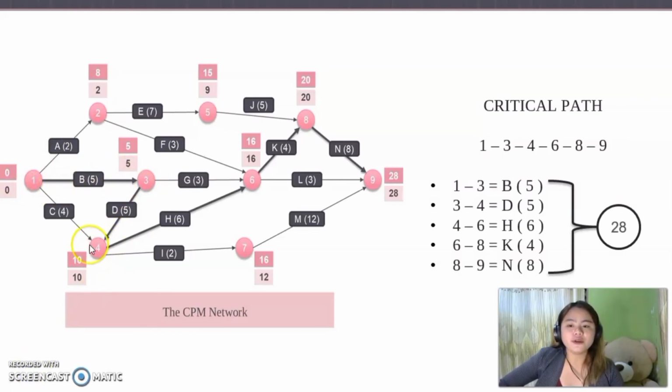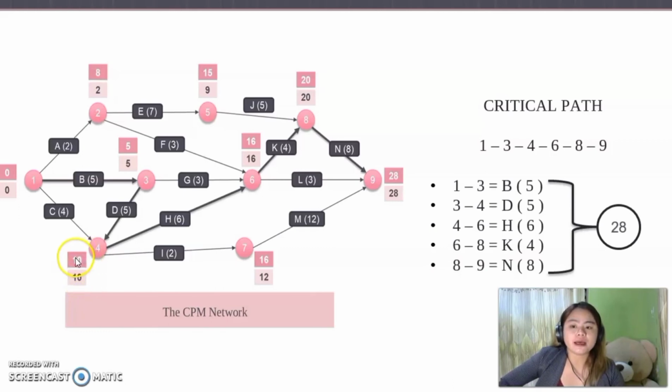And the same goes here. I already highlighted the critical path. So this is our critical path: 1 to 3, 3 to 4, 4 to 6, 6 to 8, and 8 to 9. So this is the same way here. The earliest start time and the latest completion time are equal.